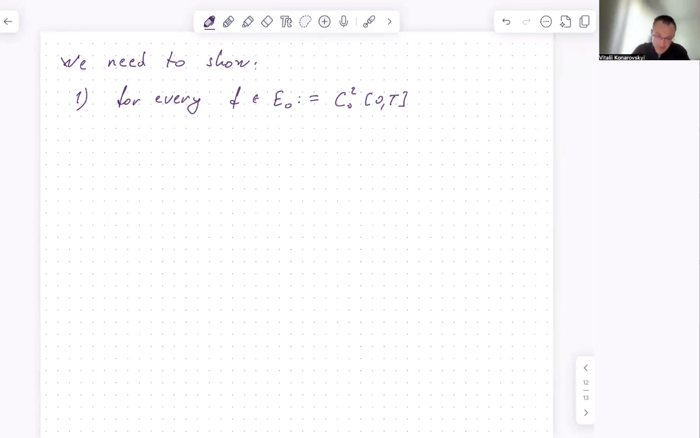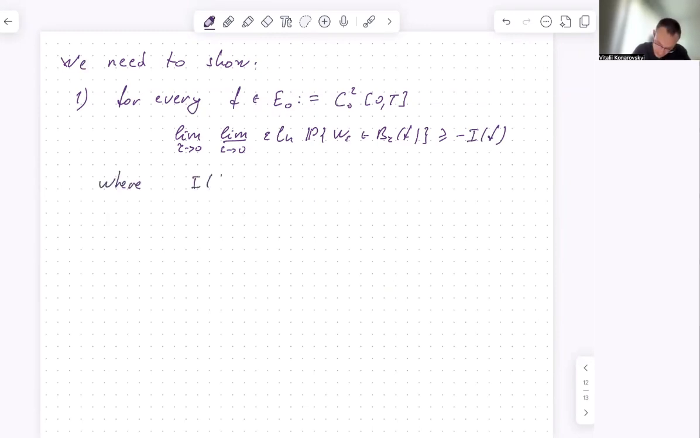So for those functions, we have that the limit as radius goes to 0 of the lower limit as epsilon goes to 0 of epsilon logarithm of the probability that W epsilon belongs to the ball is larger or equal than minus I of f. Let's recall that I of f is defined as 1 over 2 the integral from 0 to T of f dot squared of s ds if f is absolutely continuous with square integrable derivative, and plus infinity otherwise.